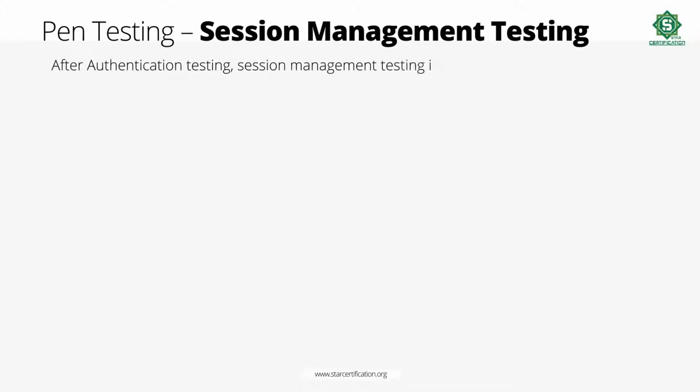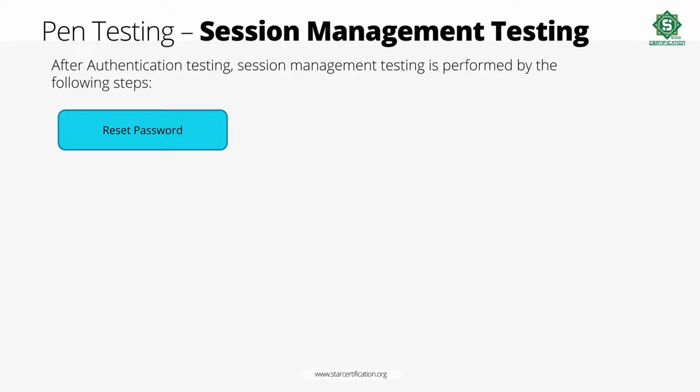After authentication testing, session management testing is performed by the following steps. Firstly, collect all the possible cookie samples that are sufficient to analyze the cookie generation algorithm, and then forge a valid cookie in order to perform the attack. Next, test the cookie attributes with the help of intercepting proxies such as WebScarab, Burp Proxy, OWASP ZAP, or any traffic intercepting browser plugin such as Tamper Data.